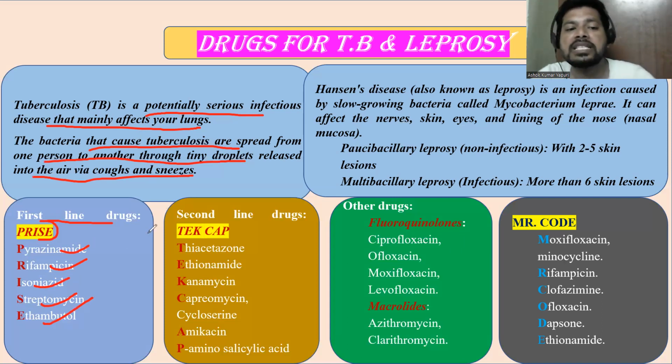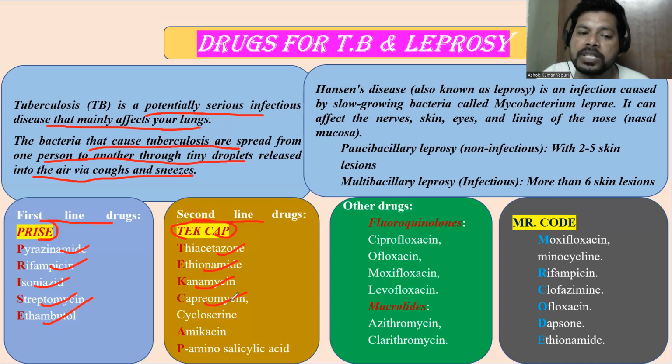Next is the second line drugs, which have preference after the first line drugs. The mnemonic is TECKCAP, meaning T, thiacetazone, E, ethionamide, K, kanamycin, C, capreomycin, again C, cycloserine, and A, amikacin, and P is para-aminosalicylic acid. These are the second line drugs for the treatment of tuberculosis.